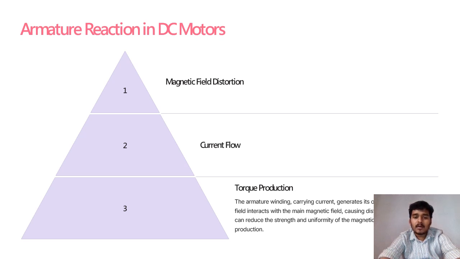When the commutator rotates, the magnetic neutral axis is perpendicular to the resultant flux and the current flow. Now, torque production. The armature winding carrying current generates its own magnetic field. This field interacts with the main magnetic field, causing distortions. The distortion can reduce the uniform strength of the magnetic field, affecting torque production.